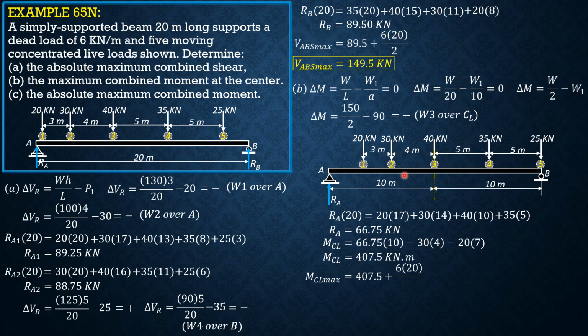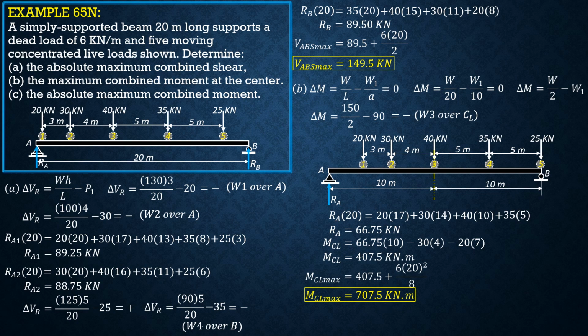So M center line max is 407.5 plus 6 times 20 squared over 8. WL squared over 8. Take note, for the dead load, the maximum moment at the center is WL squared over 8, and this is for live load. Therefore, M center line maximum equals 707.5 kilonewton meter. So we will not consider load 4 anymore. Definitely it will not give us the maximum value.